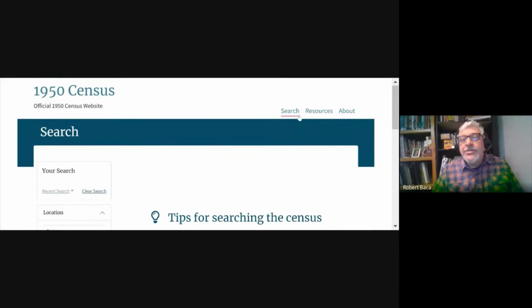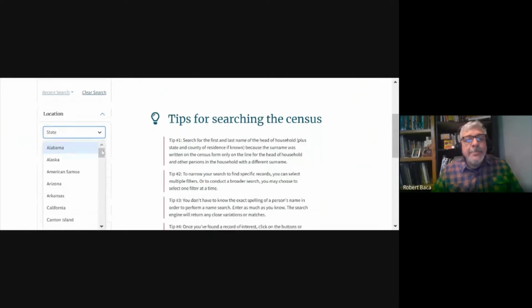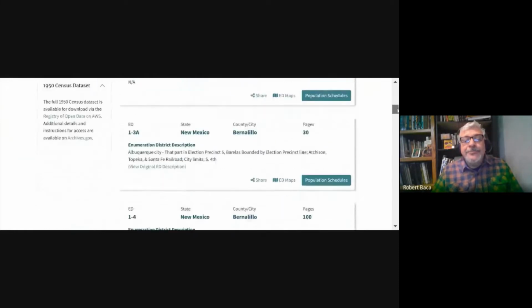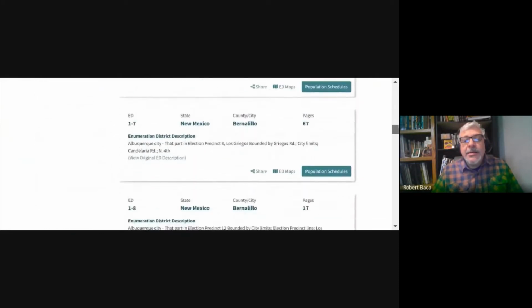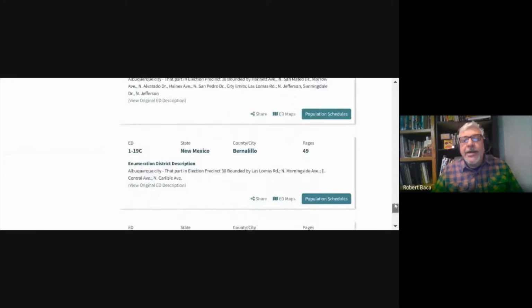So I clicked on the search section. I could have done that from the previous page, but I did it from the page prior to going into resources. But if you look over here, you have search, resources, and about. So I clicked on search, and you'll see this right here. You have state. And so I'm going to pick New Mexico. You can pick any of the states or territories of the United States. And then you've got a bunch of different places. It starts off with Bernalillo. I'm assuming it's going to go alphabetically from there. I haven't actually looked at it.